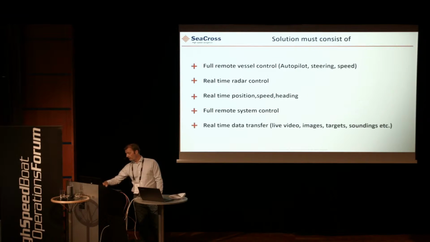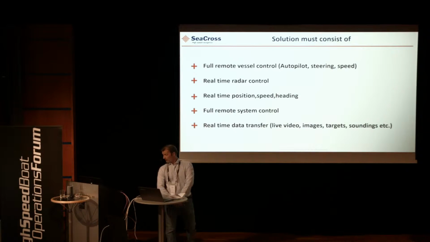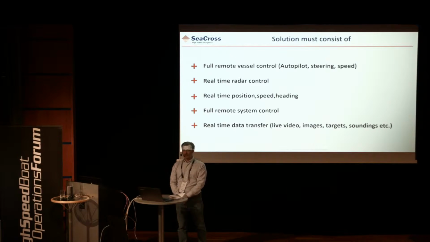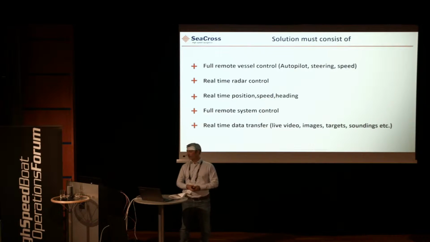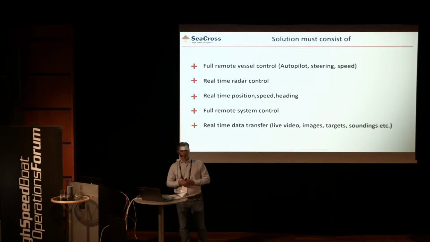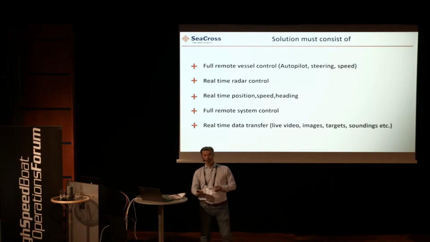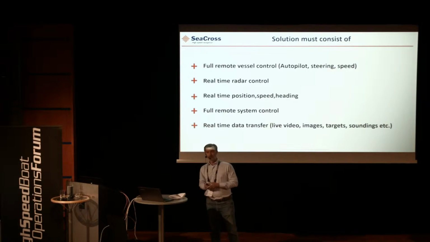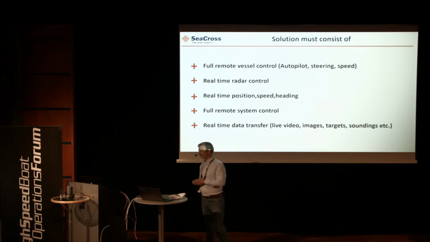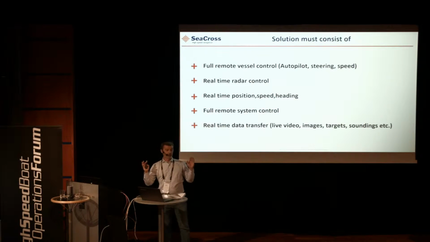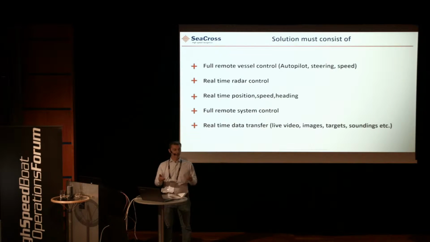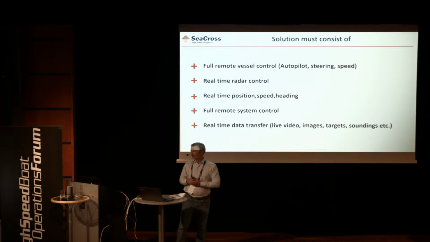So to meet these, or take on these challenges successfully, a solution must consist of a fully remotely controlled vessel. It means that you have to be able to steer it, you have to be able to change the speed, but you also have to be able to use the autopilot remotely, real time, at all times. You have to have a capability to use the radar also real time, to be able to change the gain and the sea and the rain clutter and whatever other settings you need to have a reliable radar image under all circumstances. And you have to have, of course, real-time position, speed, and heading.